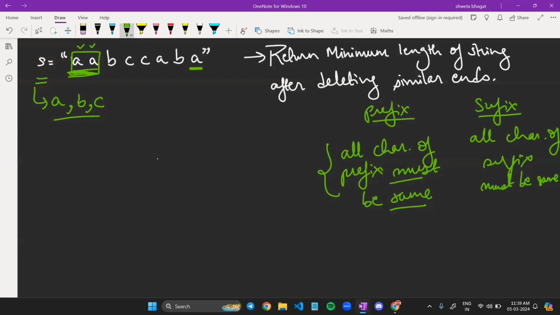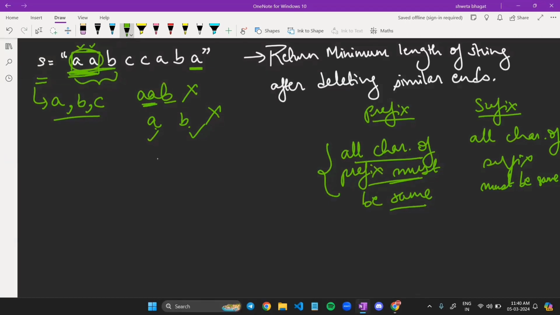Now my question is, can I select B as the prefix? That is, this one as the prefix? The answer is no. Why? Because what are the characters that are present in my prefix? It's A and B, correct? We are having two A's and a B. So what was the condition? It was that all characters of prefix must be same. So are all characters same? No, because A and B are not same, correct? So we can't select B as the prefix. So at a time we can select A as a prefix.